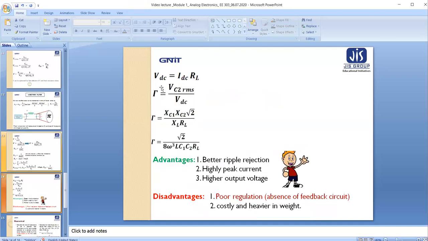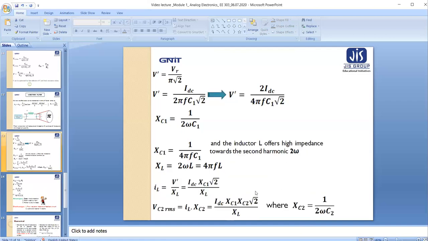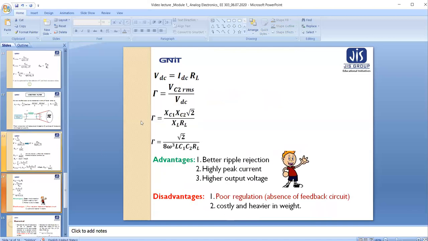Now VDC equals IDC into RL. So putting down the values here, we will reorganize the expression, and the ripple factor gamma equals VC2 RMS by VDC. So VC2 RMS means this value you are seeing. Just put down the value here, and VDC equals IDC into RL. After manipulation, we will get gamma equals this expression.